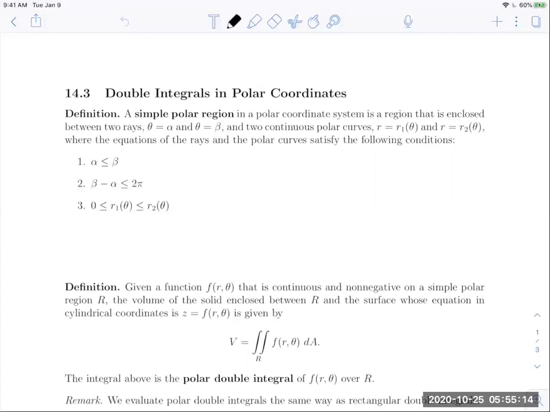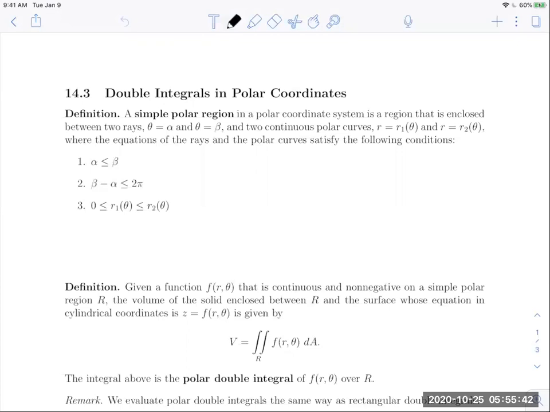A simple polar region in a polar coordinate system is a region that is enclosed between two rays, theta equals alpha and theta equals beta, and two continuous polar curves, which we'll denote r sub 1 of theta and r sub 2 of theta, where the equations of the rays and the polar curves satisfy the following conditions. Number one, we need that alpha is less than or equal to beta. So one is always bounding above the other.